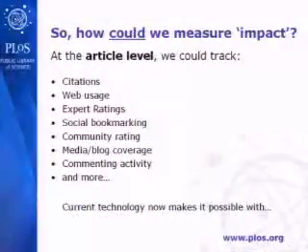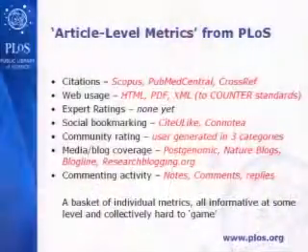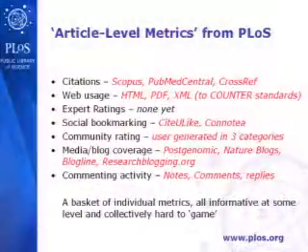For academic publishing, the unit of publication is the article, not the journal. And perhaps in the future it's something else, but right now we worry about articles. So we could track citations, web usage, expert ratings, social bookmarking, community rating, media coverage, blog coverage, commenting activity, and more potentially. And there have been papers published with a big long list of what you could do here. And the fact is that it's only now in the web environment that this is possible. There's an entire ecosystem now of third parties that are basically doing a lot of this stuff. They're starting to track a lot of this data, specifically for academic papers.